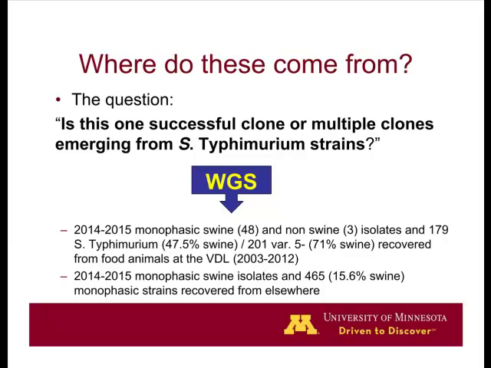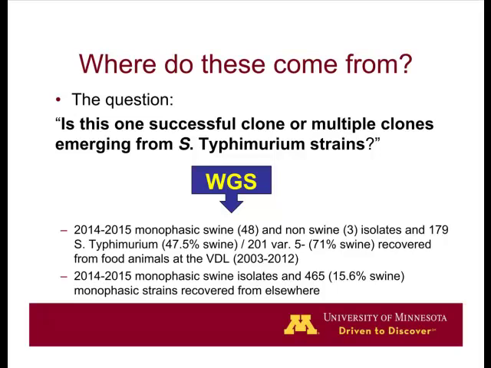In order to answer this question, in collaboration with the Minnesota Department of Health, we used whole genome sequencing to first compare a subset of the monophasic strains that we got. That included 48 monophasic strains recovered from swine in 2014-2015, plus 3 non-swine strains, 2 from bovine and 1 from turkey, all from the Minnesota VDL, and 179 Salmonella Typhimurium, half of which were isolated from swine, and 201 Bar5 Salmonellas, 70% of which were isolated from swine, that also came from food animals at the VDL in 2003 and 2012.